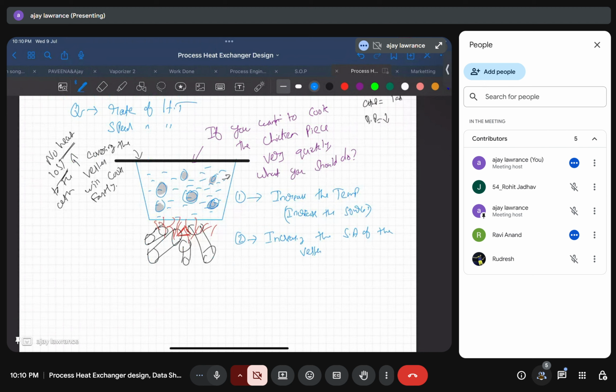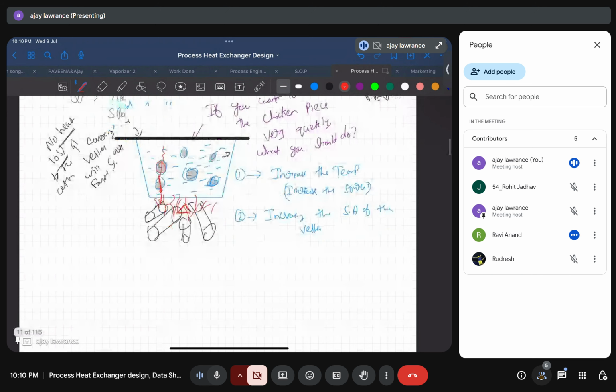See here, heat will travel from this wood log to this vessel, and through the vessel, through the fluid, and heat will be transferred to the chicken piece through conduction, and here again convection, and again conduction, and again convection. It will be traveling like that. So for the heat to reach this chicken, it has to travel this way.